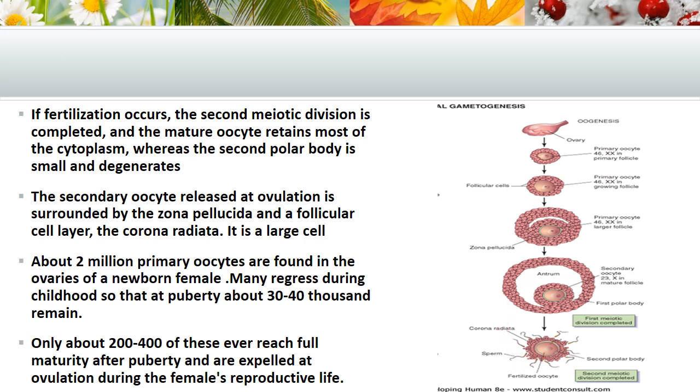About 2 million primary oocytes are present in the newborn female, and they regress during childhood, so that at puberty about 30 to 40,000 remain. So only about 200 to 400 of these oocytes ever reach full maturity after puberty and are expelled at ovulation during the female's reproductive life.